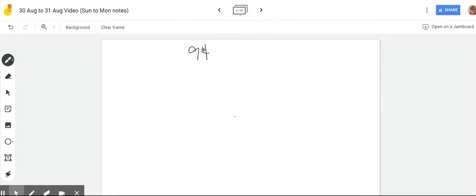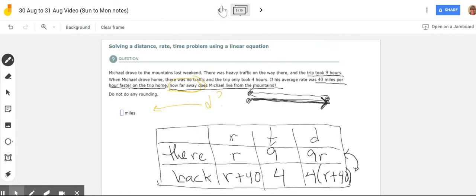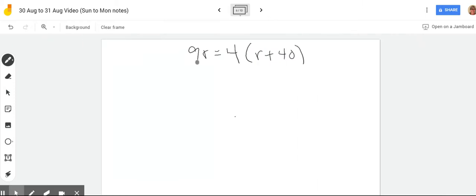9R, that's not an R, that's a 4. 9R equals 4 times R plus 40. Is that right? I'm just going to make sure before. R plus 40, yes, indeed.